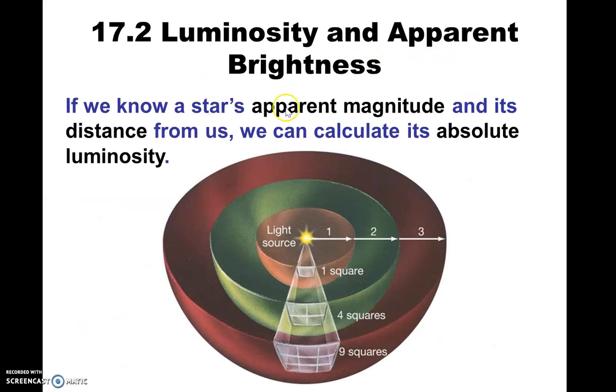Luminosity and apparent brightness. If we know a star's magnitude, so this is really what we're building towards. If we know the apparent magnitude, which of course you can measure, and its distance from us, you look at a star and measure its apparent magnitude. We just talked about distances to the closest stars. If you extended a radius out about 200 parsecs, you're picking up millions of stars, and we can directly measure the distances to those stars, and the apparent magnitude, and then we can calculate their absolute luminosity.